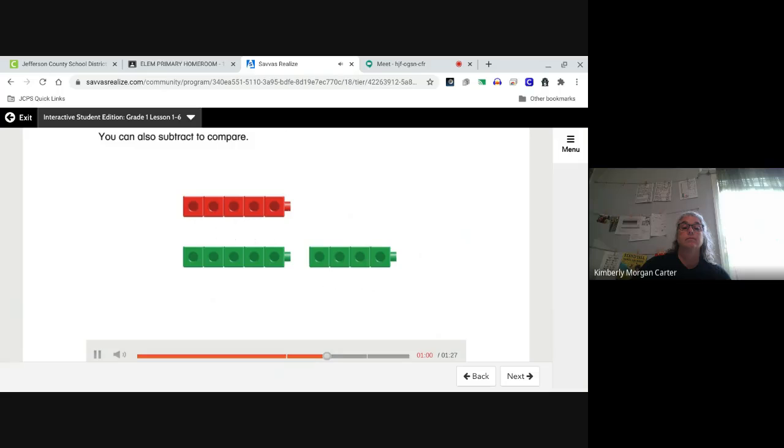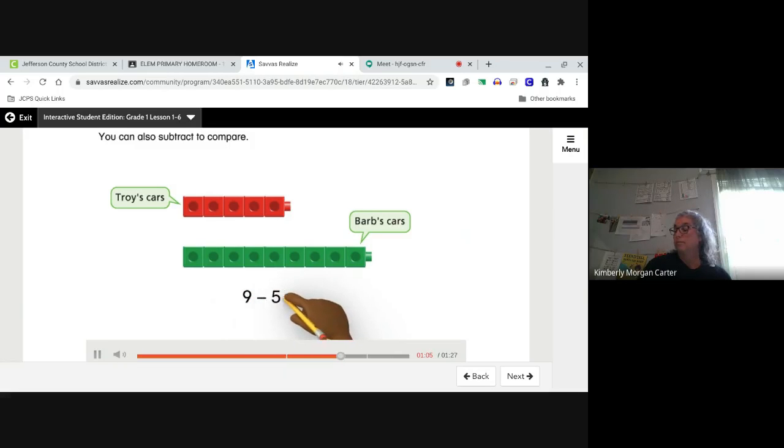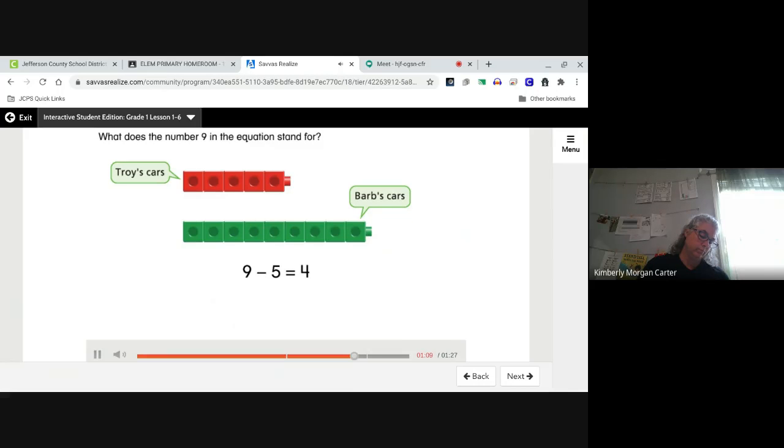You can also subtract to compare. 9 minus 5 equals 4. What does the number 9 in the equation stand for?